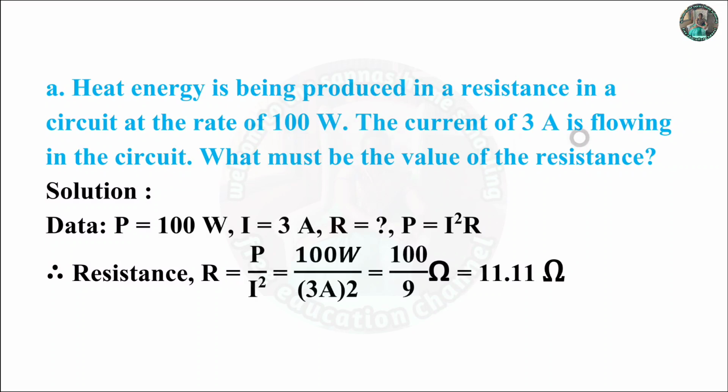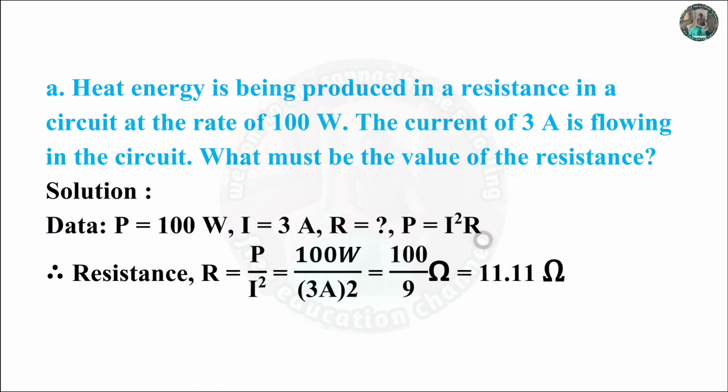The current of 3 ampere is flowing in the circuit. What must be the value of the resistance? Okay, so the data is given. P is equal to 100 watt, I is equal to 3 ampere, and R we don't know, so we need to find R. The formula here is P is equal to I squared R.